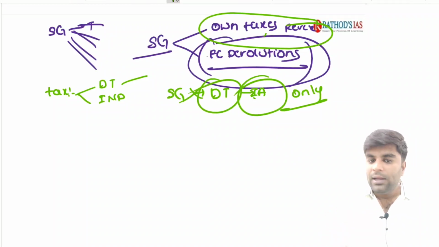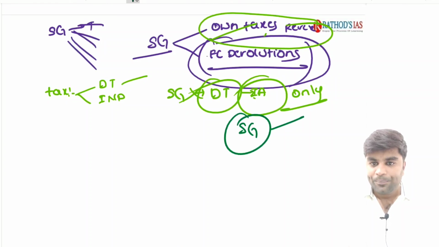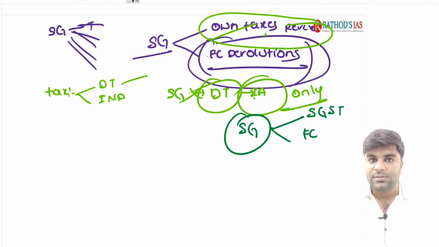So leaving aside this direct tax, the major source of own tax revenues for the states is the indirect taxes, like sales tax, VAT, everything we have discussed. You also know that all these taxes were amalgamated into the state VAT and then converted into the SGST. So in layman's language, the two main sources of revenue for the states are this SGST revenue and Finance Commission devolutions.